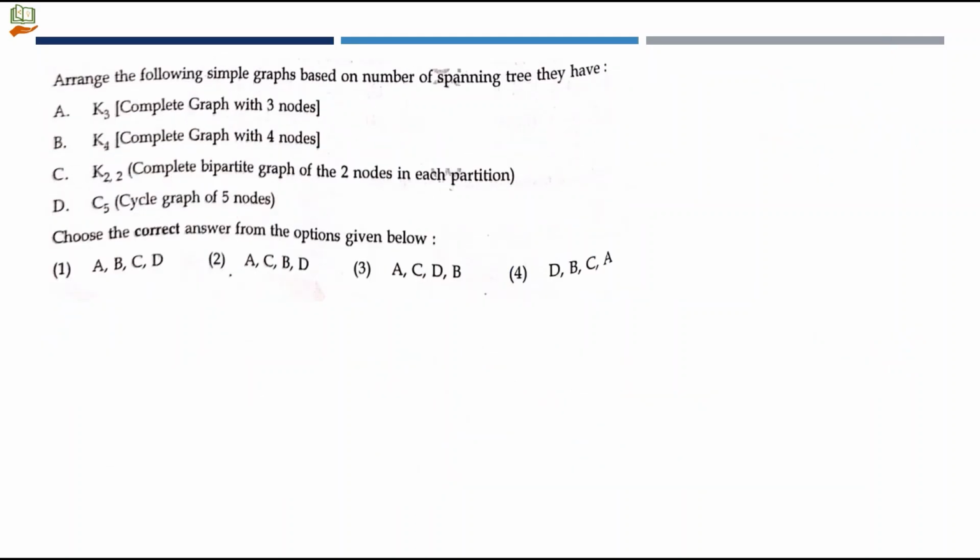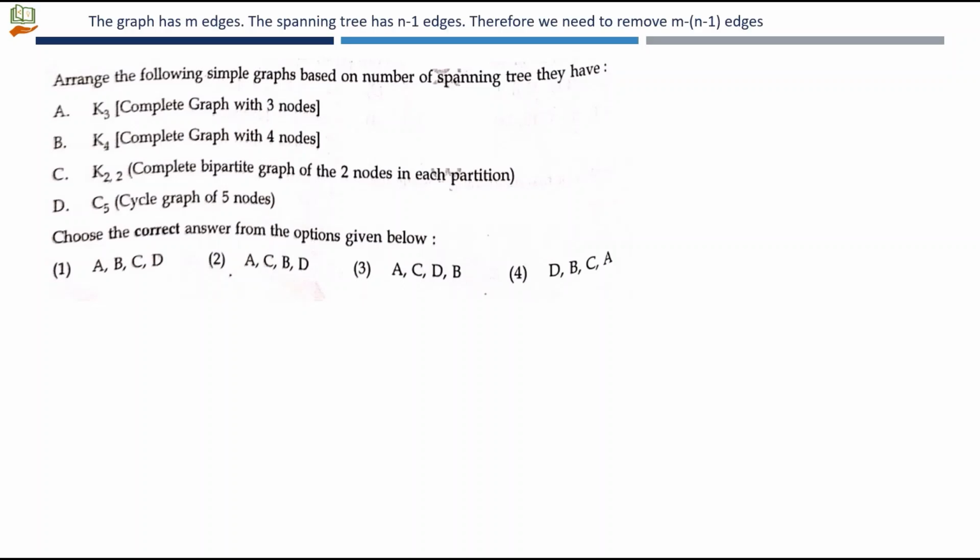Next question. Arrange the following simple graphs based on number of spanning trees they have. So K3 is complete graph with 3 nodes. K4 is 4 nodes. K2,2 is bipartite graph where one particular partition will have 2 nodes and the other partition will have 2 nodes. C5 is a cycle graph of 5 nodes.